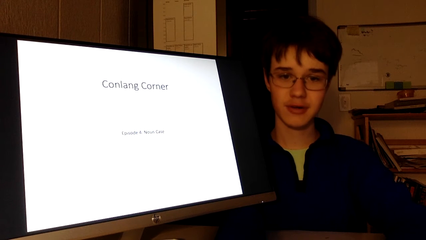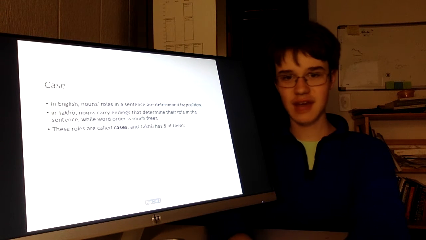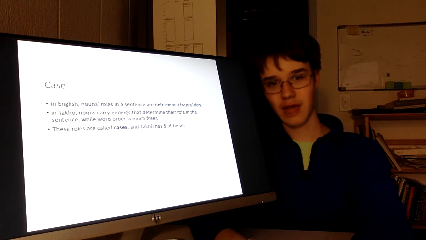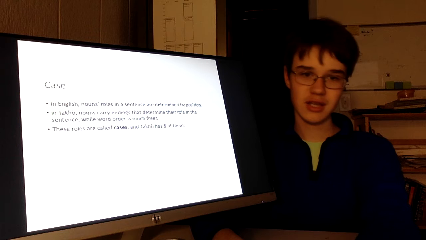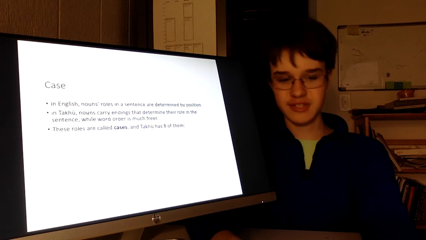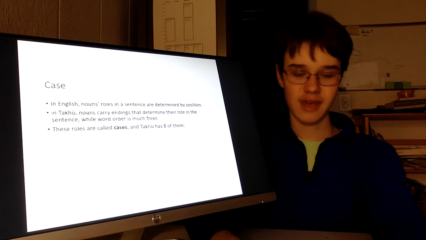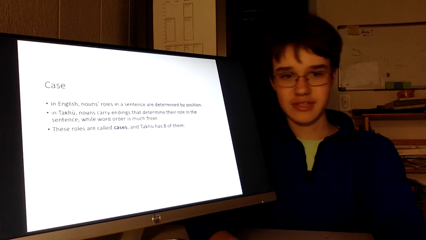Here's today's episode entitled Noun Case. Okay, so case is a noun's role in the sentence. So like subject or object or possessor, like this is my house. And in English, we often use position for this. Like for instance, Michael helps Timothy versus Timothy helps Michael. There are no form changes, just a change in position.